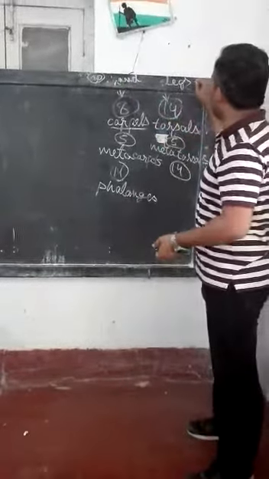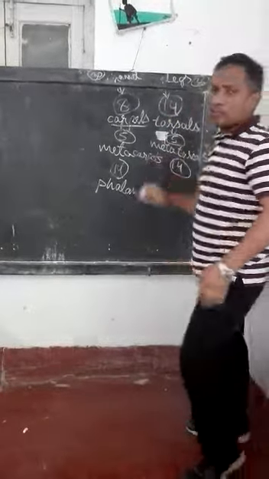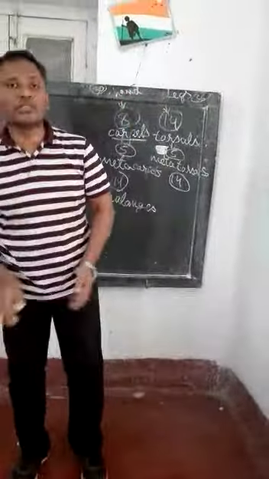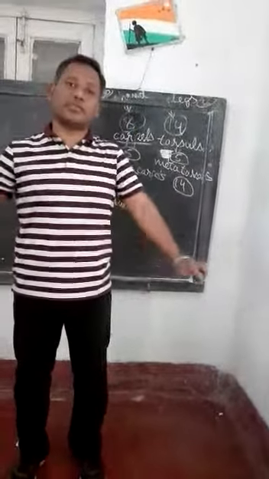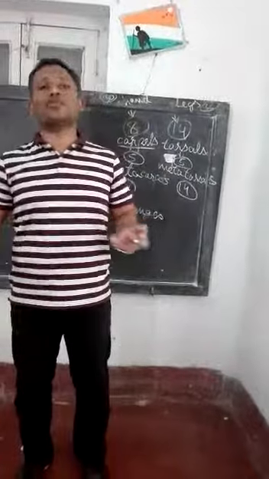So the total will be 36. So in both legs together you will have 72 bones, and both hands together you will have 60 bones. So 72 plus 60, 132 bones over.